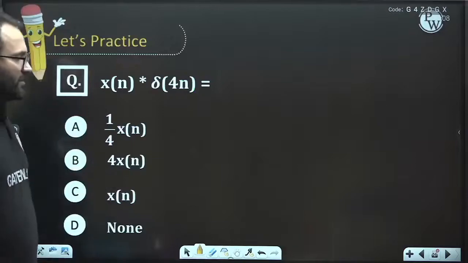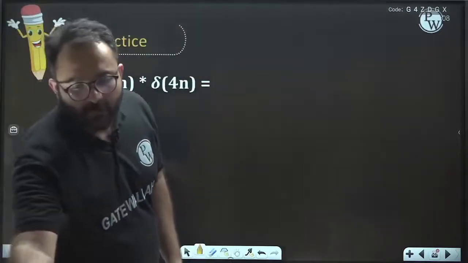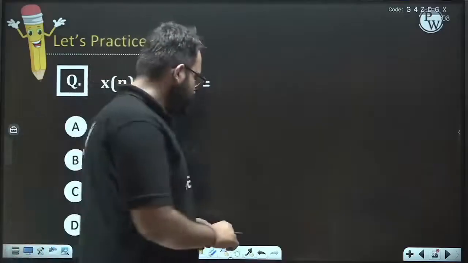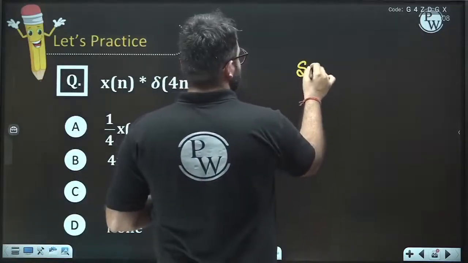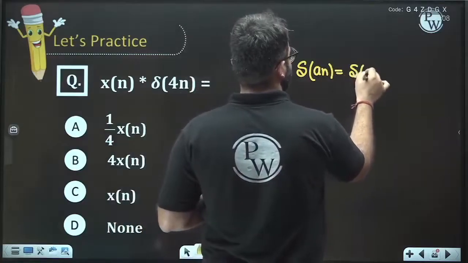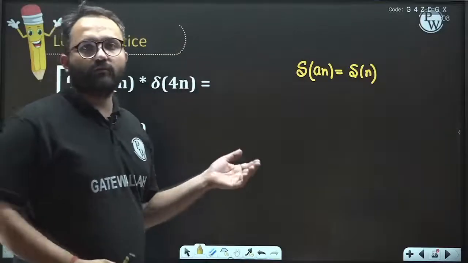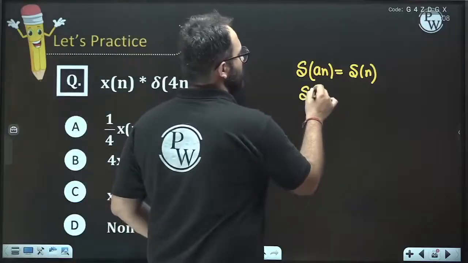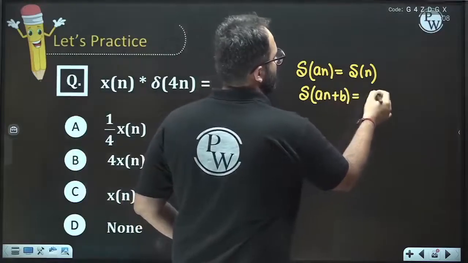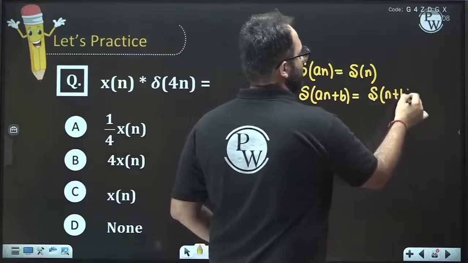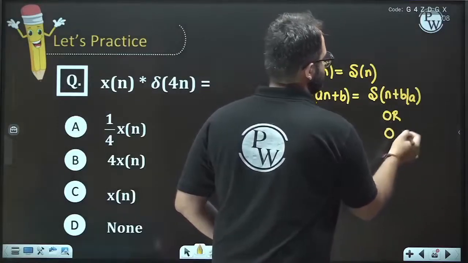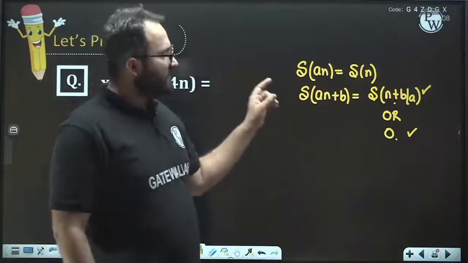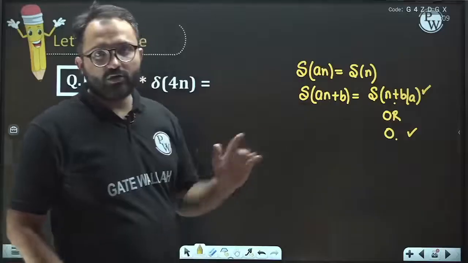Okay, now let's come on to the delta convolution. Before moving to the delta convolution, we need to recall some delta properties. What are the properties? Now, delta[an] is equal to delta[n], because in discrete time we only have the value equal to 1 where the argument is 0. So delta[an] is equal to delta[n], that's very clear. Similarly, delta[an+b] is equal to delta[n + b/a] or 0. Either it is this or it is 0. It is equal to this when b/a is an integer. Otherwise, if b/a is not an integer, this is a 0 signal.